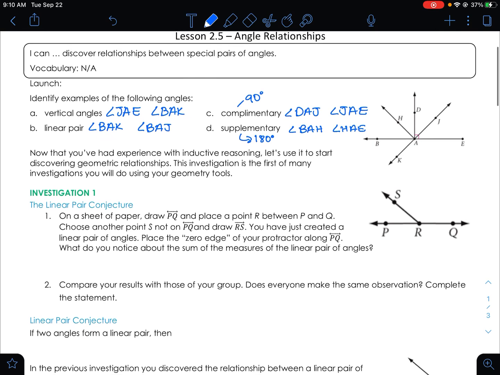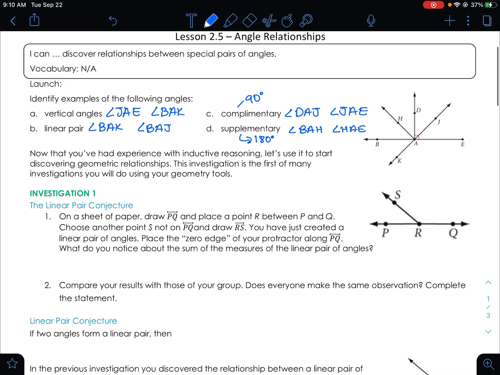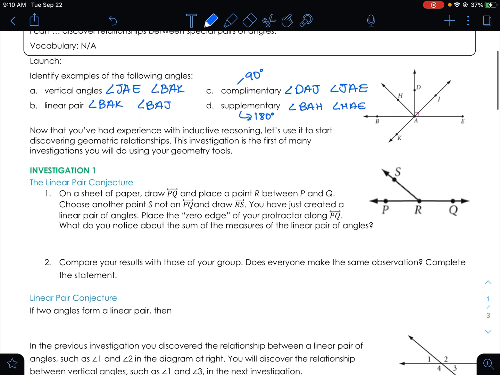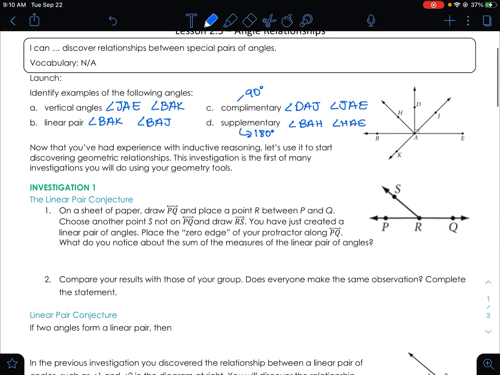So what we're going to do is take a look at two different investigations today. We're going to use some inductive reasoning to come up with a conjecture, and then with one of these we are going to prove the conjecture using deductive reasoning. So the first investigation requires us to look at this picture of this linear pair over here, angles SRP and SRQ. Those are linear angles. And we're going to look at something called the linear pair conjecture.